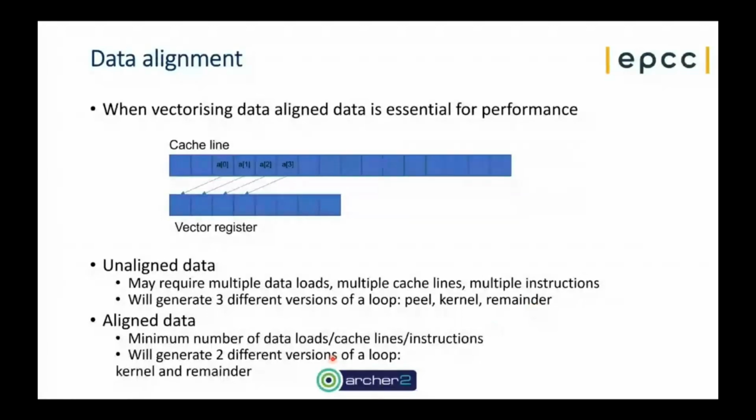And the peel loop is the set of iterations that do some serial iterations to start with, before it gets to a point where it can run your vectors. Then it'll run the main loop where everything's lined up and it's good, and then the remainder deals with the number of iterations that don't fit into the last vector instruction, so you have to do those in serial. If you can get this data aligned, you only need 2 versions of each loop. You don't need that first peel loop, you just need the kernel and remainder loop, and that gives you better performance.